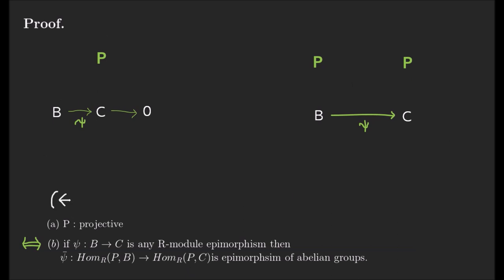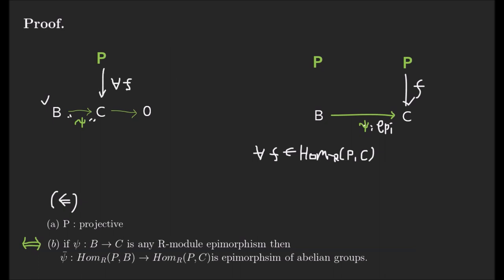Let's see the opposite direction. In this case, assume this is an epimorphism. Then this sequence, by the defining property of an exact sequence, this is an epimorphism. And consider the definition of bar psi. This means this is an epimorphism. This means that for any F in Hom_R(P,C) given, in this diagram, then there clearly exists a map G in Hom_R(P,B).